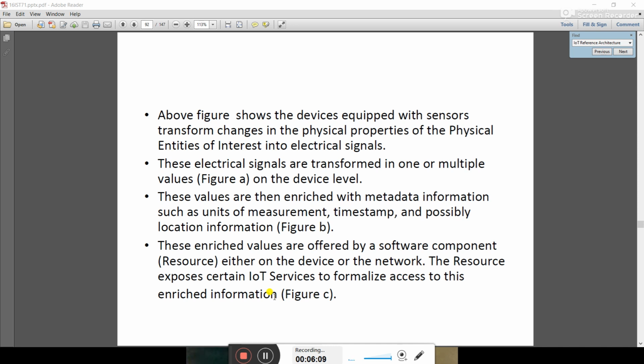So these are all the things when we talk about the information view.